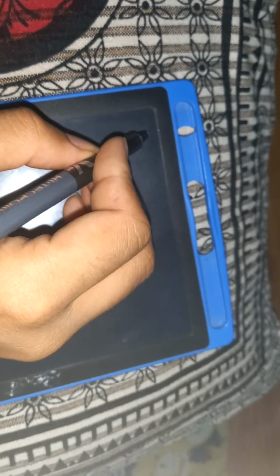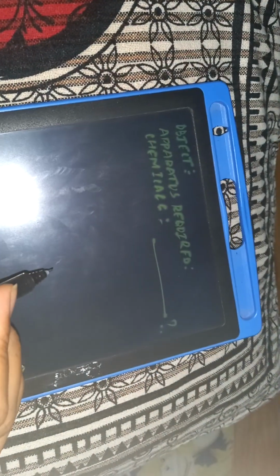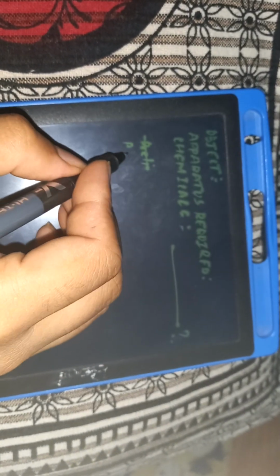First, you will write the object or the heading. Then you will write the apparatus required. Generally we need a beaker, a test tube, and a burner, like that. You can write on the spot. Likewise, chemicals. First, you should leave this space, and after the preliminary test, you can write forward. Then you will write PRELIMINARY TEST in capital.